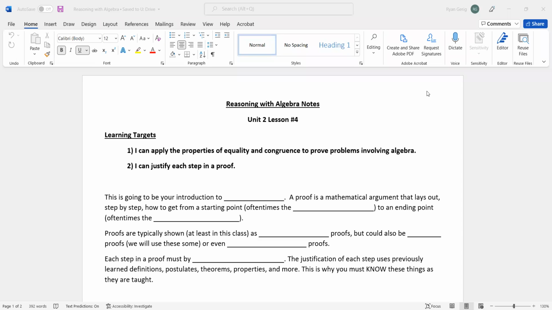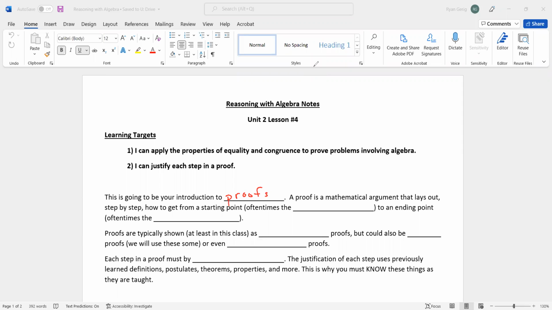Hello, everyone. Here we go with your introduction to proofs. Okay. Didn't put that in the title, but that's what we're doing. All right. So reasoning with algebra, we're reasoning through some problems. That's kind of what proofs are.